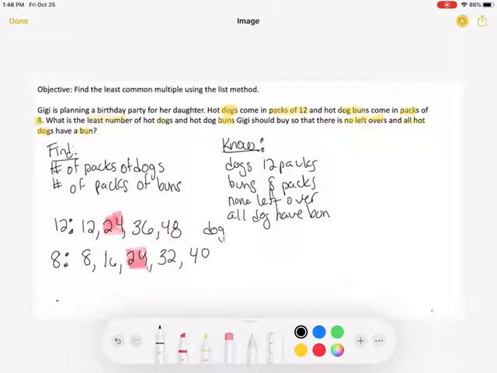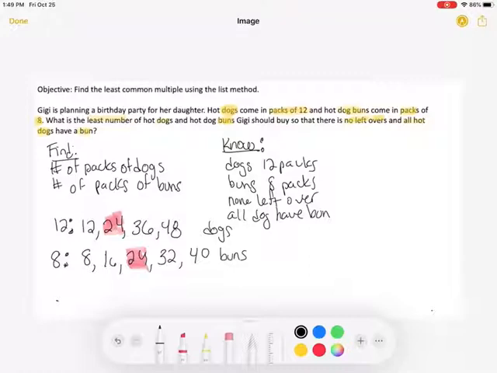So 12 is dogs, and 8 is buns. So basically, I've listed out 12 total dogs, 24 total dogs, 36, 48. Down here, it's 8 total buns, 16 buns, 24 buns, 32 buns. So I'm looking for when these two match up or they're common. So basically, if I buy 24 dogs and 24 buns, then I'm going to be set. I'm going to have none left over and each dog will have a bun.